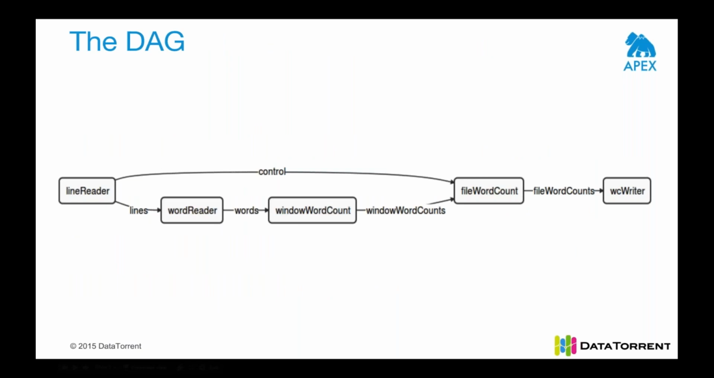So this is the DAG that we'll be building for this application, which encompasses a line reader, followed by a word reader, followed by a window word count operator, and then a file word count and a WC writer. And there is this control signal which is coming from the line reader onto the file word count, which indicates that a file read is complete. So if you have multiple files, there will be multiple control signals saying that a particular file X has completed reading. So you can aggregate the words in that file and emit the data onto the WC writer.